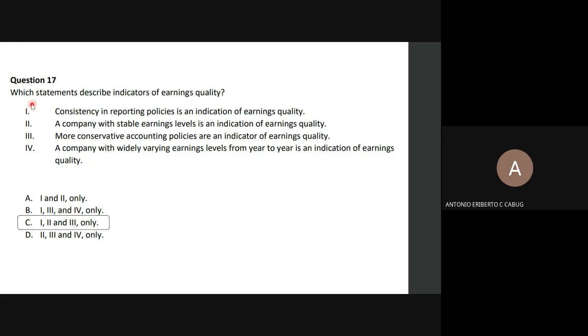The first three are indications of earnings quality. You don't keep changing your accounting policy. It's not like saying, I want to change the policy now so my profit looks good, and then next year something different. Stable earnings means the company can really stand by them, and the accounting policy is more conservative. If your earnings are fluctuating, widely varying earnings levels, that is not an indicator of quality. The correct answer is C, 1, 2, and 3.